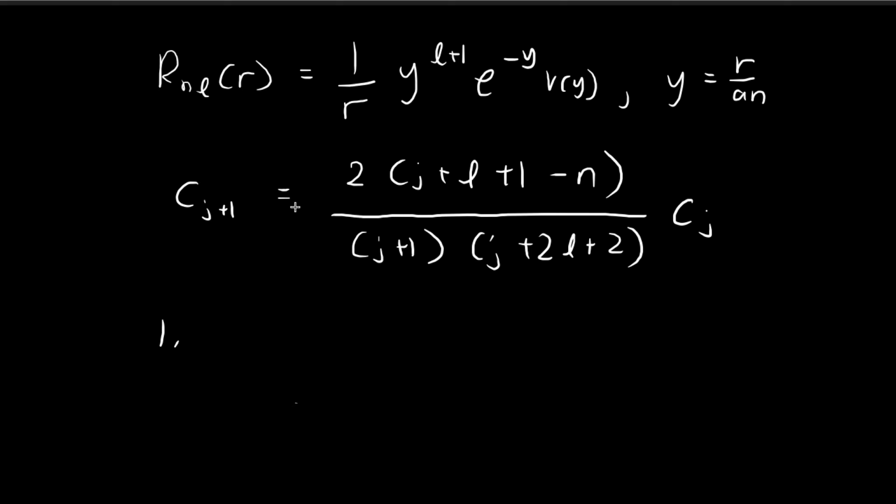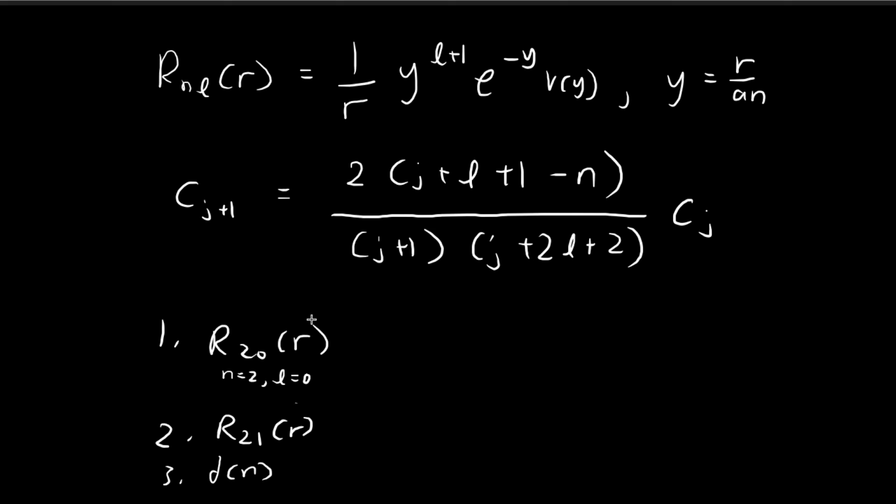First of all, we're going to use these formulas to construct R20, so this will be the radial component for the wave function with n equal to 2 and L equal to 0. And then we're also going to construct R21. And then third, we're going to talk about the degeneracy of the electron in the hydrogen atom. So we're going to do these three things in this video.